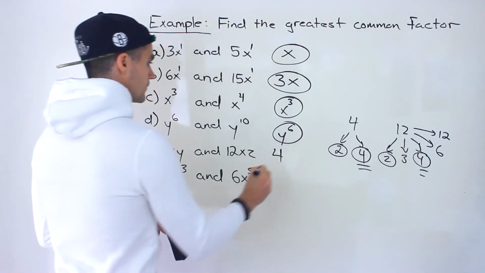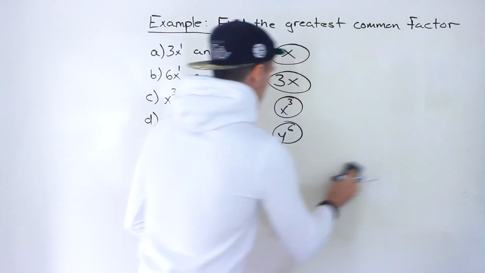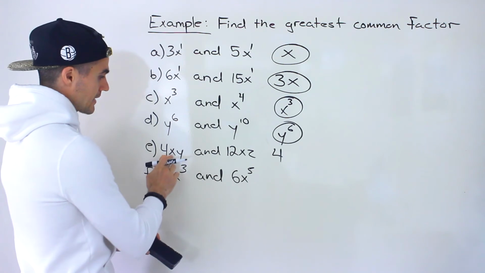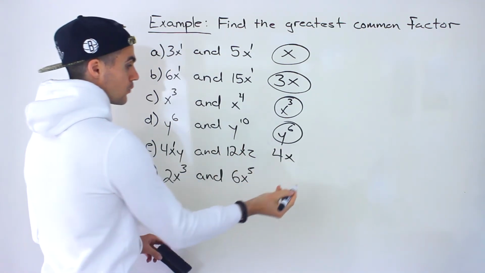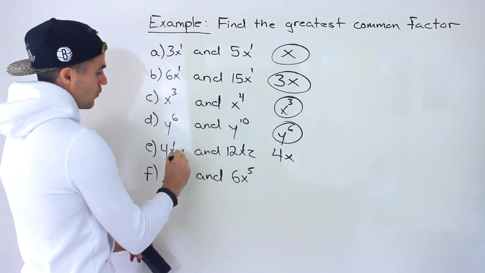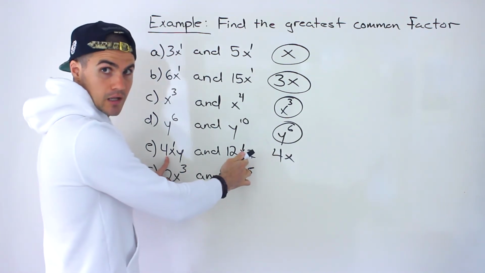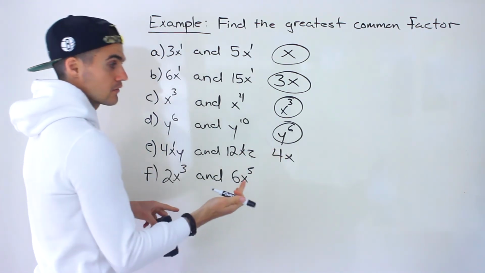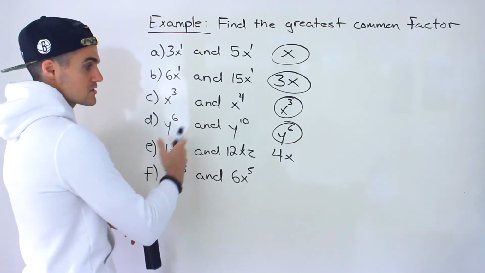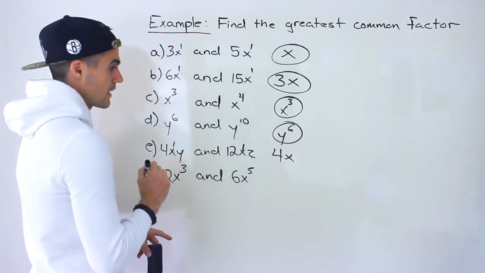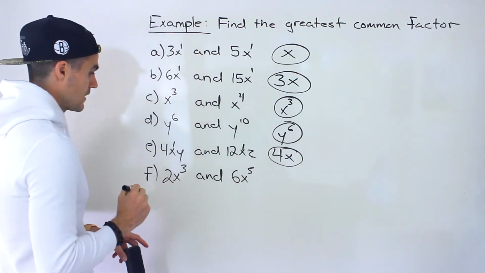Well, it's 4 between them, right? So 4 would be the greatest common factor between the integers, and then notice we have multiple variables here. So let's start off with x. Notice x is in both of them, and it's just x to the power 1. So that's all we would take out. And then notice we have a y over here, but we don't have a y over here. So y is not common in both expressions, so that wouldn't be part of the greatest common factor. And then notice we have a z here, but it's not over here. So z wouldn't be part of the greatest common factor either. It would just be the x value. So that's the greatest common factor there.